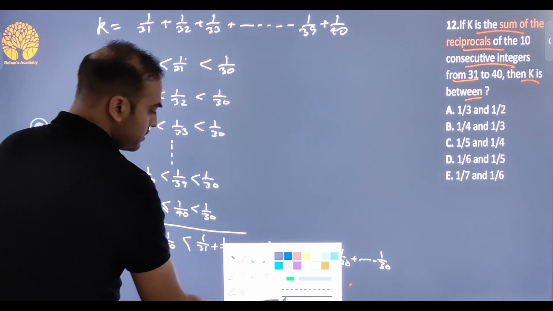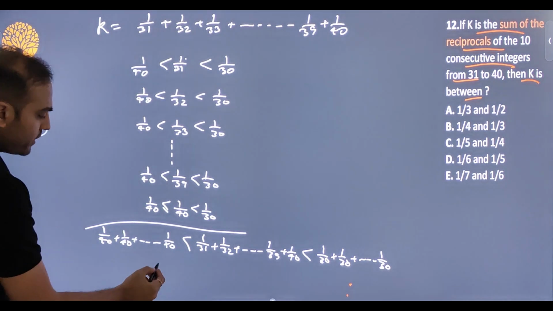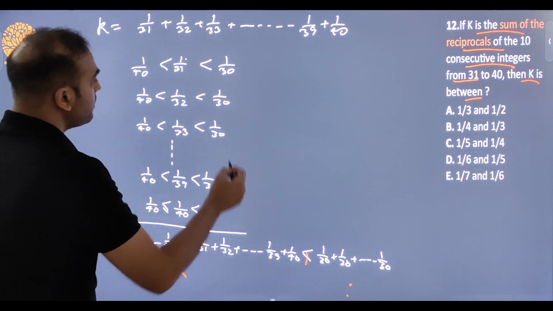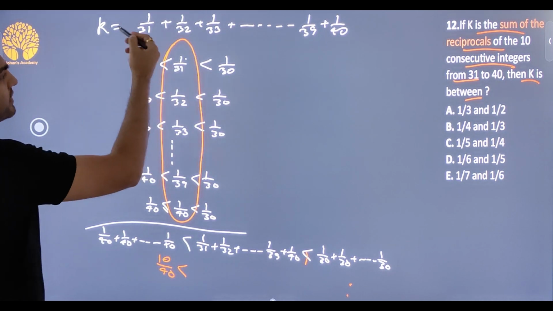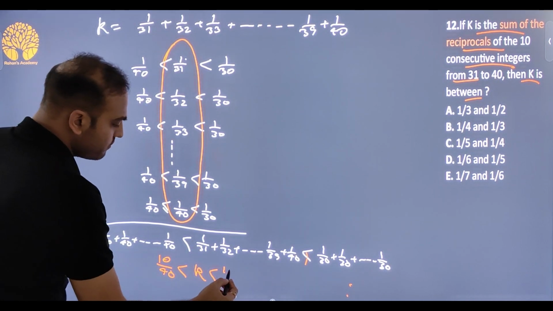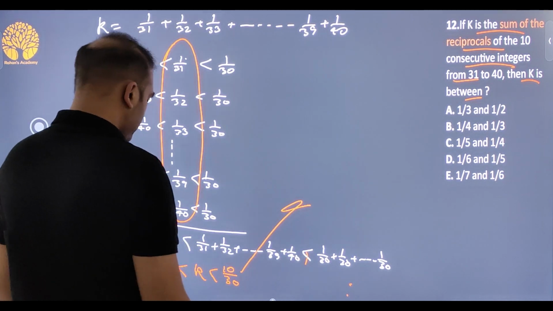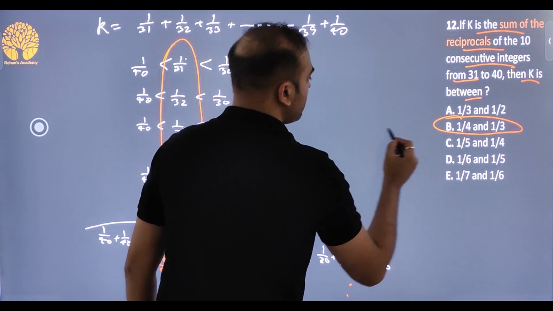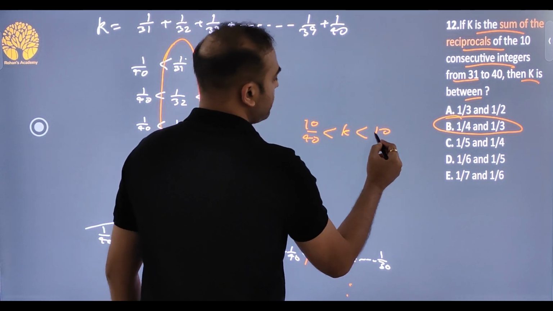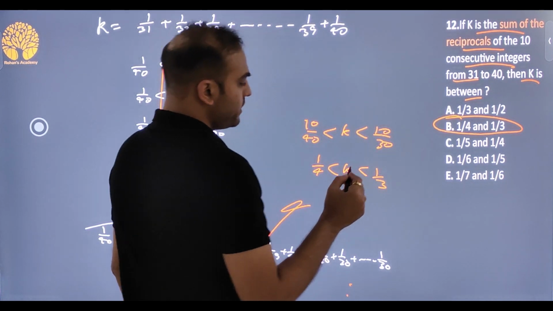Now if you see, these are 10 numbers, so 1 by 40 10 times is essentially 10 by 40. The sum of all of this is what is my k, right? And 1 by 30 10 times is 10 by 30. So if I solve this, k is between 10 by 40 and 10 by 30, which is 1 by 4 and 1 by 3.